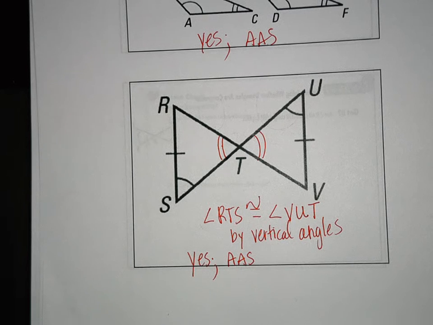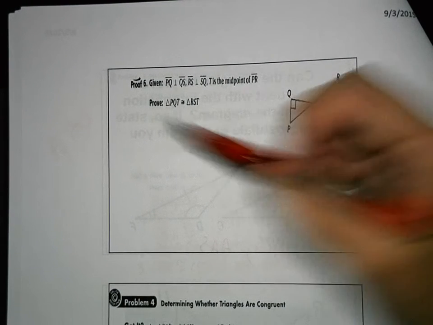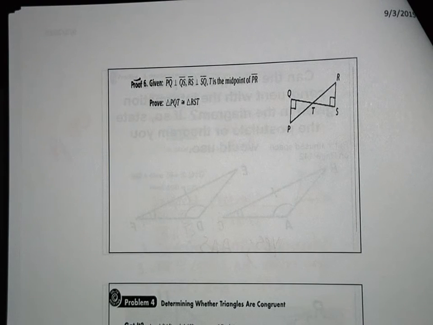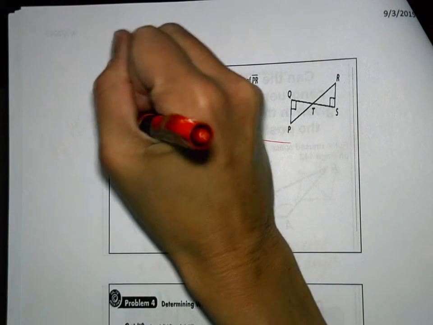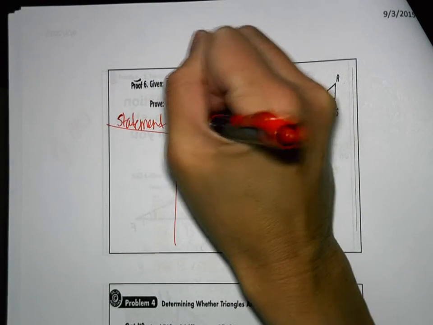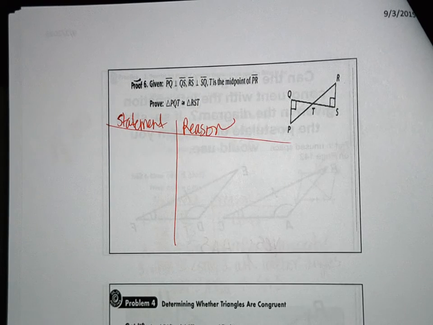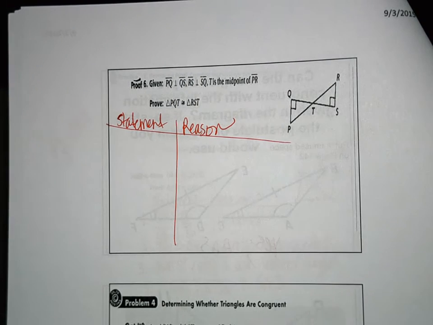All right, we are going to move on to page 143. We were just writing that stuff in on 142, okay? So on page 143, up at the top, they have all this given information, and we're going to do the proof. So let's go ahead and make our statements and reasons. So number one, let's go ahead and just write down all of our given information, okay?